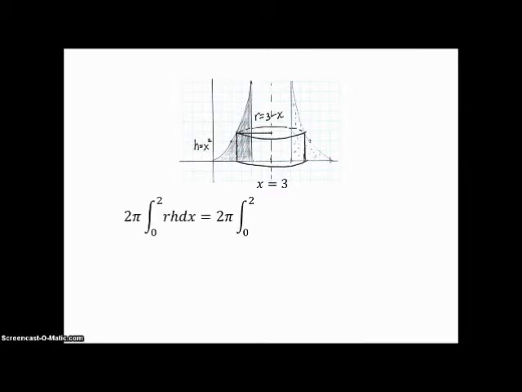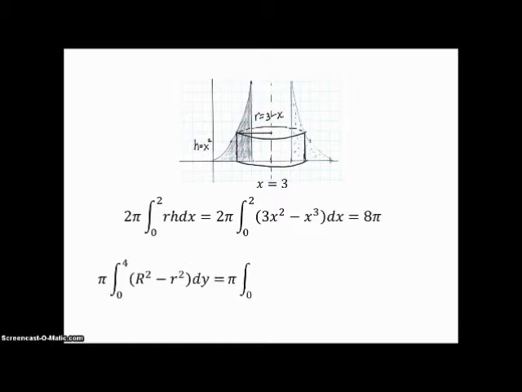Okay, so our integral would be 2 pi r h dx from 0 to 2, and we just multiply r and h together in order to integrate it. And I didn't show the antiderivative, but that's pretty simple. Okay, and that comes out to 8 pi.